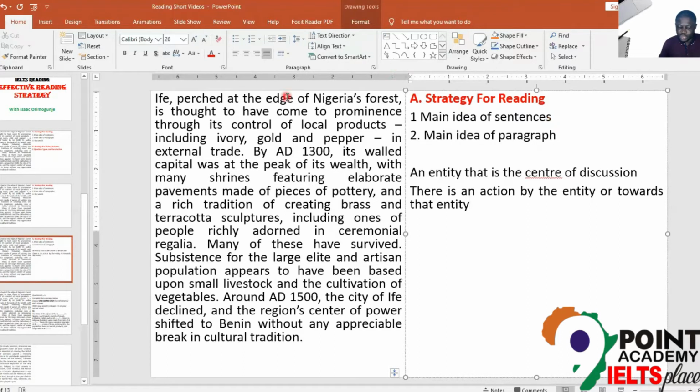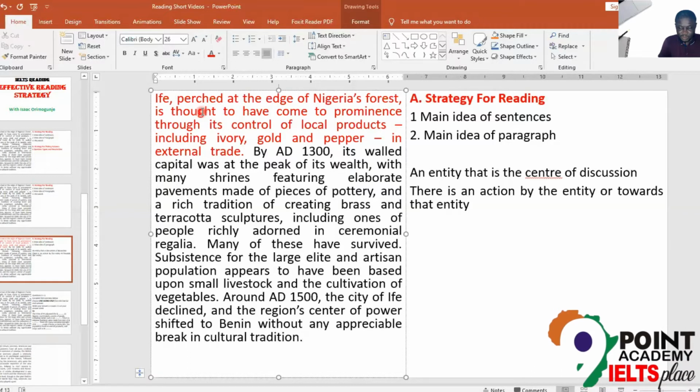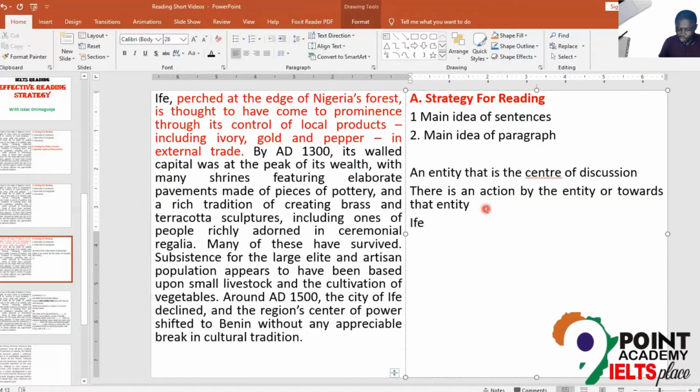So let us see the first sentence of this paragraph. I want to color code it so that you can be sure. It says, "Ife, perched at the edge of Nigeria's forests, is thought to have come to prominence." What is the main entity being talked about here and constantly referred to? The entity is Ife. If you pick the entity here, this will allow you to read properly.